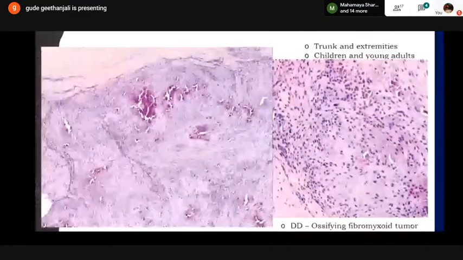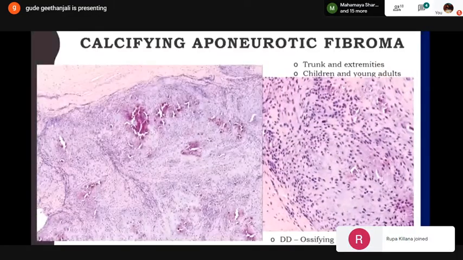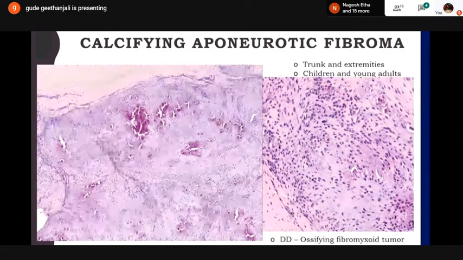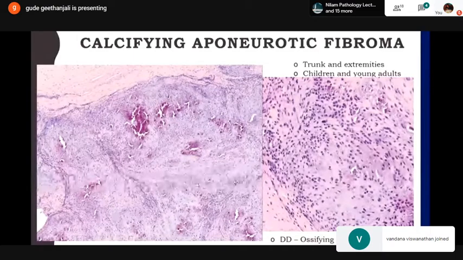The differential diagnosis for this is ossifying fibromyxoid tumor, but in ossifying fibromyxoid tumor, though the location is similar, we have a peripheral shell of ossification and not calcification within the tumor.